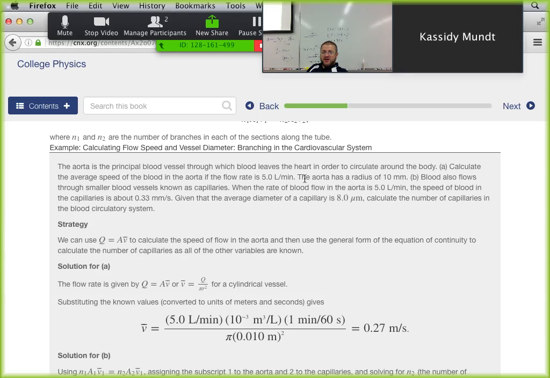So in this case, our blood flow goes from 5 liters per minute, and then the speed in the capillaries, they don't tell us the blood flow there, is 0.33 millimeters per second with a capillary size of 8.0 microns. So we could calculate it there. I think it's going to speed up just from looking at it, but anyway. Let's go ahead and calculate the flow rate.